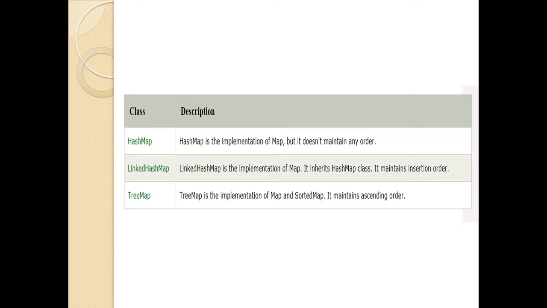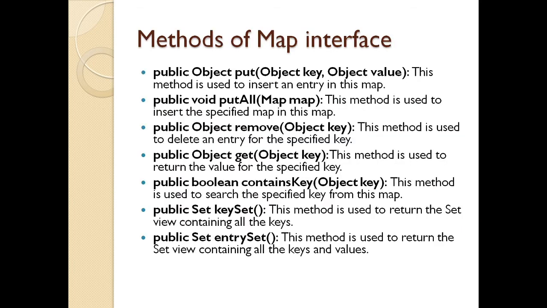Now let's see what are the methods which we can use on map interface. So first method is public Object put, and we pass the object key and the object value. This method allows you to insert an entry in this map. So you have to specify what is the key and what will be the associated value of that key. Then public void putAll, with a map. So if you want an entire collection or an entire map to be put in, we use the method called putAll. Public Object remove, with object key. This method is used when you want to delete an entry for a specified key.